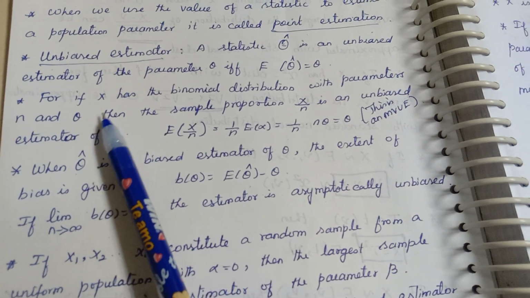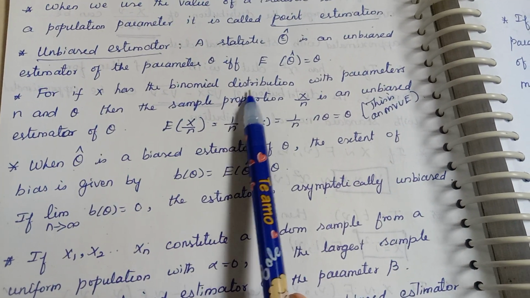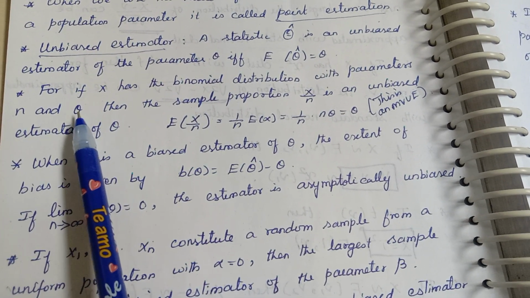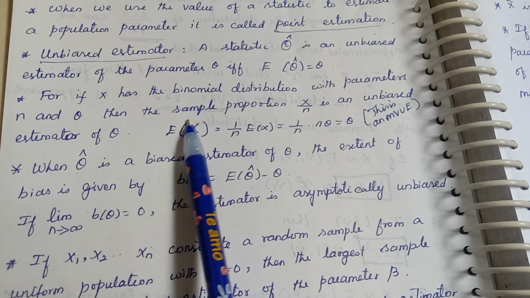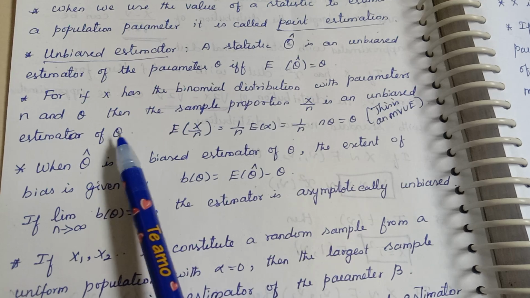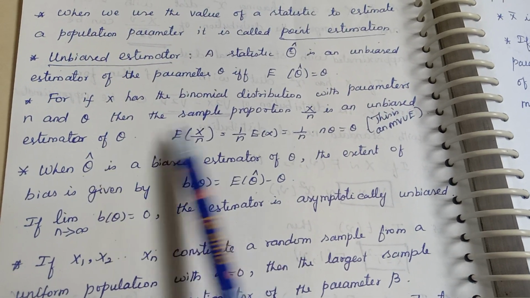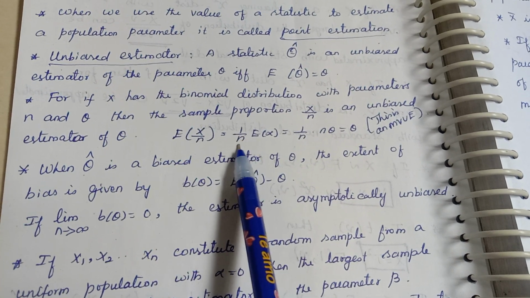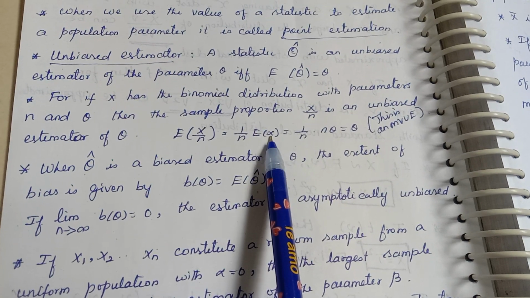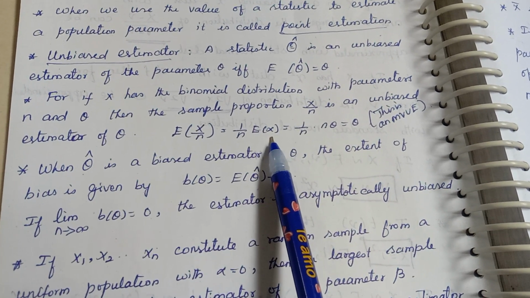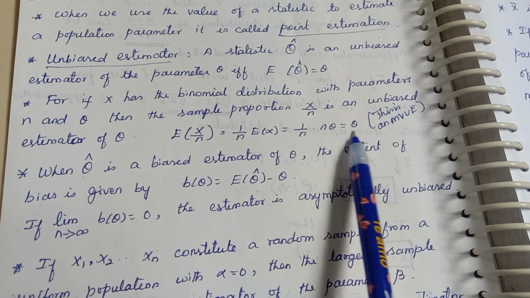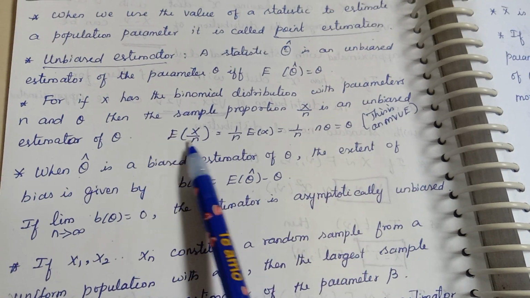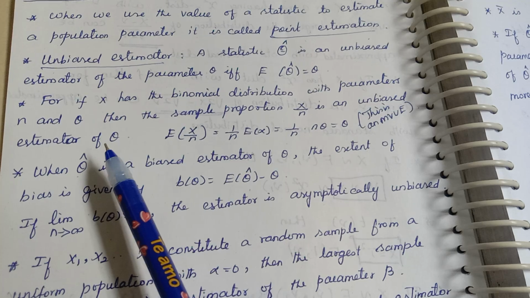If X is a random variable following a binomial distribution with parameters n and theta, where n means number of trials and theta means probability of success, then the sample proportion X by n is an unbiased estimator of theta. Because expectation of X by n equals, n is a constant, so 1 by n into expectation of X. But in case of binomial distribution, expectation of the random variable equals n into theta. So n gets cancelled, and we simply get theta. So expectation of X by n equals theta. Therefore X by n is an unbiased estimator for theta.